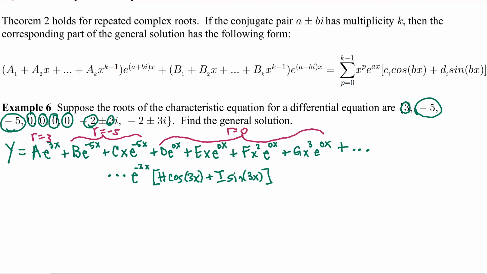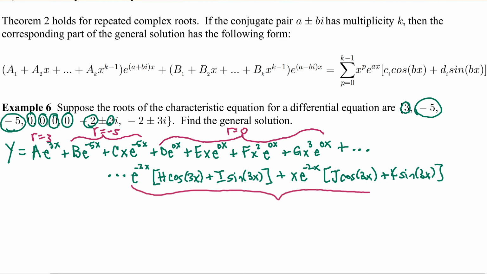But because this complex conjugate pair is repeated twice, we're going to need another term. And to make sure it's linearly independent from the previous term, we're just going to multiply it by a power of x. x to the power of 1 will do. So let's see, what's our next letter? j cosine of 3x, k sine of 3x. So this part of our general solution would correspond to r equals -2 plus or minus 3i.